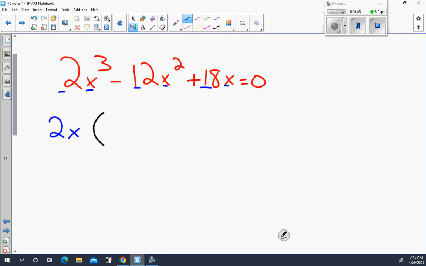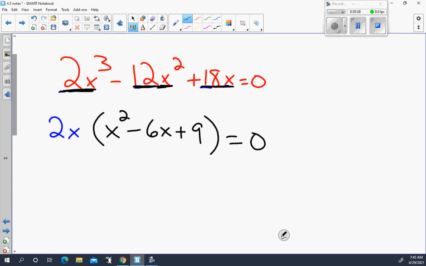Now what's left? Well, if I took a 2x out of 2x cubed, I'd only have x squared left. If I divided 2 out of 12, I have a 6 left, and that took 1x away, so I have 1x left. Divided 2 out of 18, so we're left with 9. And I took that x away. Okay, so all we're doing is factoring this out first. This 2x comes down with it, and this turns into 2 binomials.